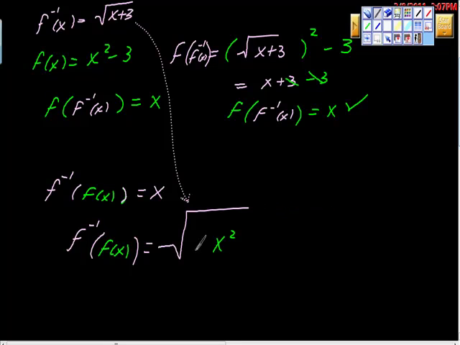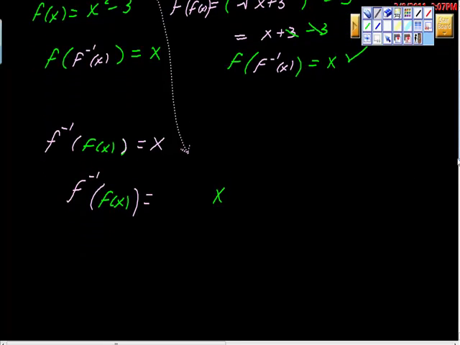Yay. And what is the square root of x squared? The index here, the root of 2, cancels this exponent of 2, so we get x. So we have actually proven this out pretty well. We have proven the fact that the inverse of f at x is equal to the square root of x plus 3.